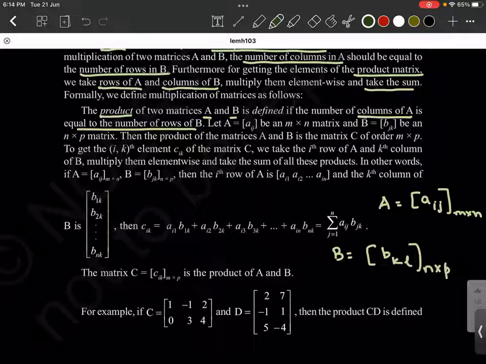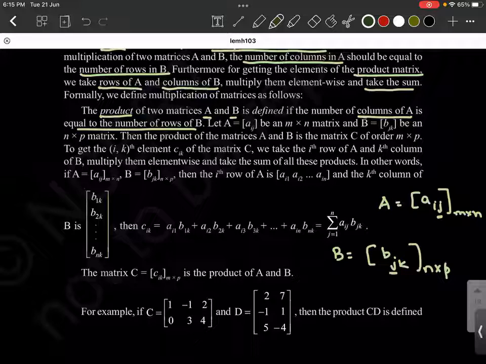So I made a mistake. What is it? Check and tell me what is the mistake I made. Yes, it should be Bjk. Why? Because the number of columns here should be equal to the number of rows in the matrix A.